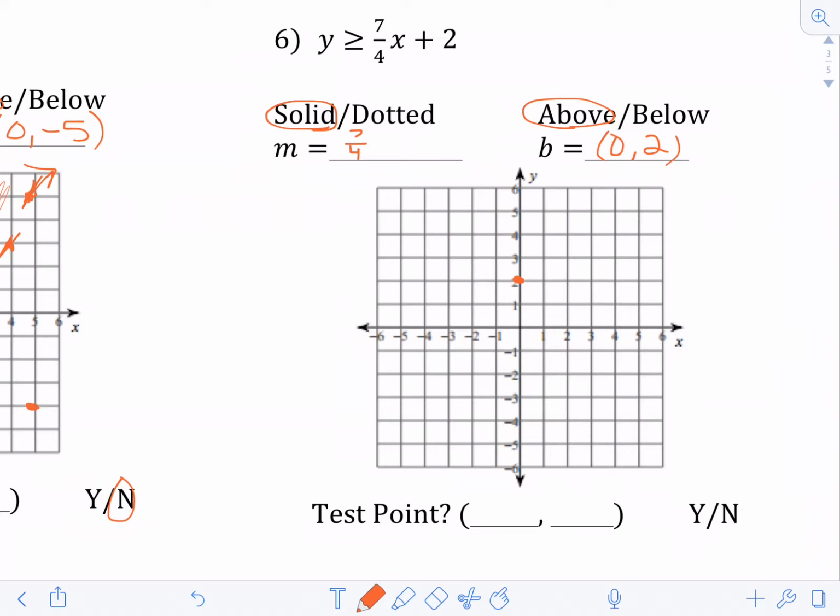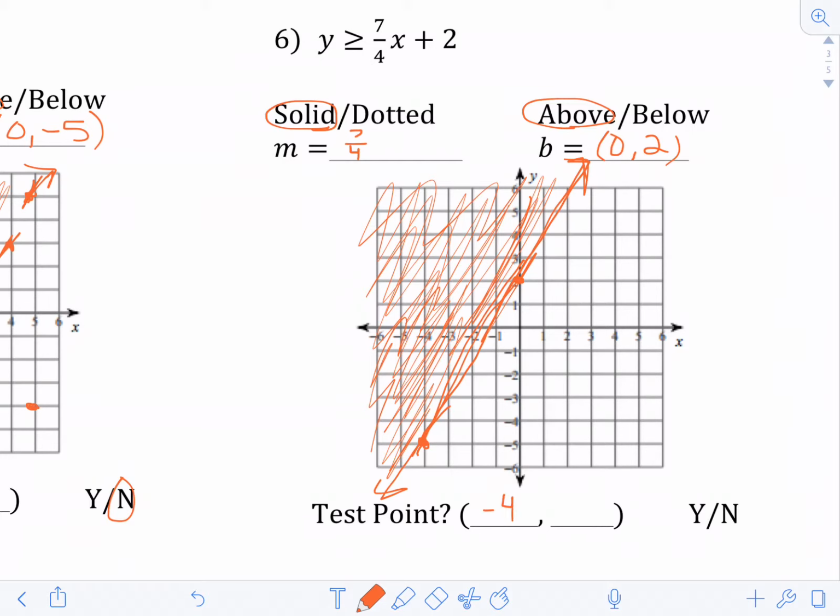I can't quite go up 7, so I'm going to do the opposite. I'm going to go down 7. So instead of going up 7 and over right, I'm going to go down to the left. So 1, 2, 3, 4, 5, 6, 7. 1, 2, 3, 4. So I'm going to connect my dots. And shade above. So if I do the point -4, -5, that would be a solution because it's on a solid line.